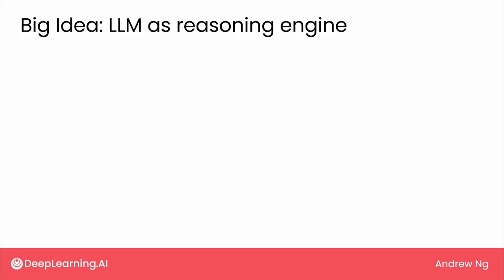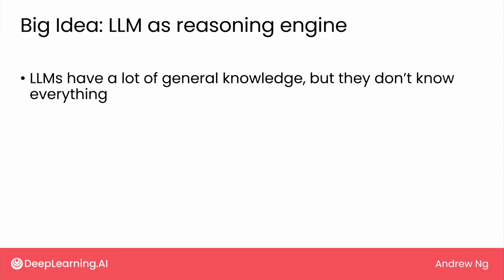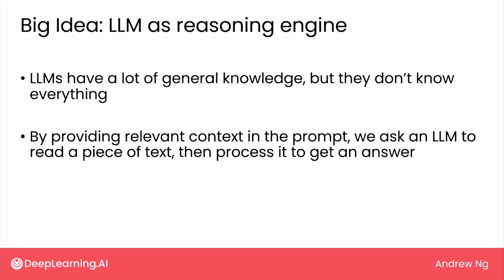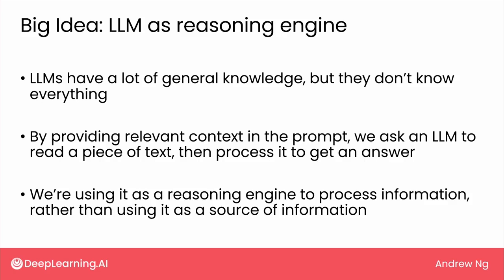To wrap up this video, there's one big idea I'd like to share with you, which is to think of the LLM not as a knowledge store, but instead as a reasoning engine. LLMs may have read a lot of text on the internet, and so it's tempting to think of them as knowing a lot of things, and they kind of do, but they don't know everything. With the RAG approach, we provide relevant context in the prompt itself, and we ask the LLM to read that piece of text and then to process it to get to the answer. In other words, rather than counting on it to have memorized enough facts to get us the answer, we're instead using it as a reasoning engine to process information and not as a source of information.